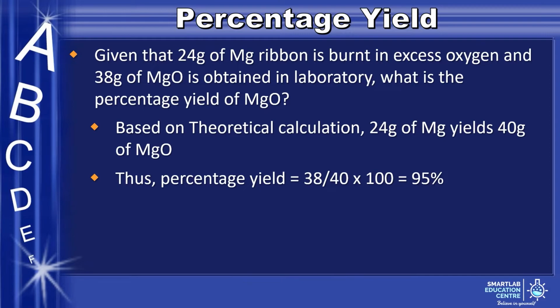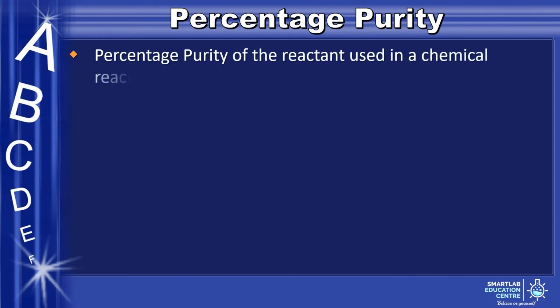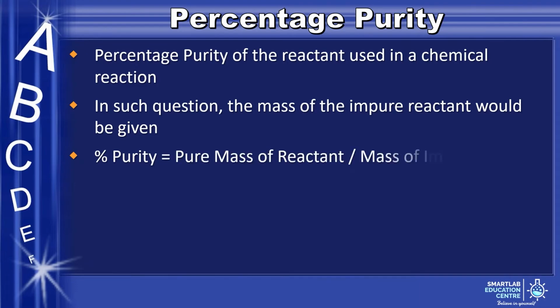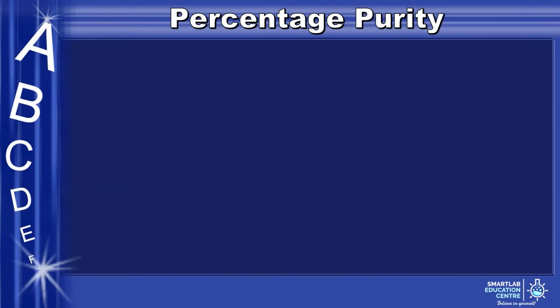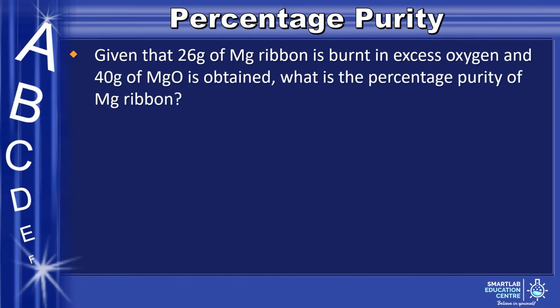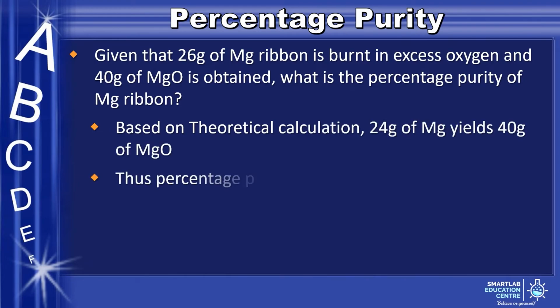We now look at percentage purity, which is with regard to reactants. In these types of questions, the mass of the impure reactant would be given. Percentage purity is equal to the pure mass of the reactant divided by the mass of impure reactant times 100%. Let's now look at this example. Since in theory, 24 grams of magnesium would yield 40 grams of magnesium oxide, the percentage purity would be 24 over 26 times 100.